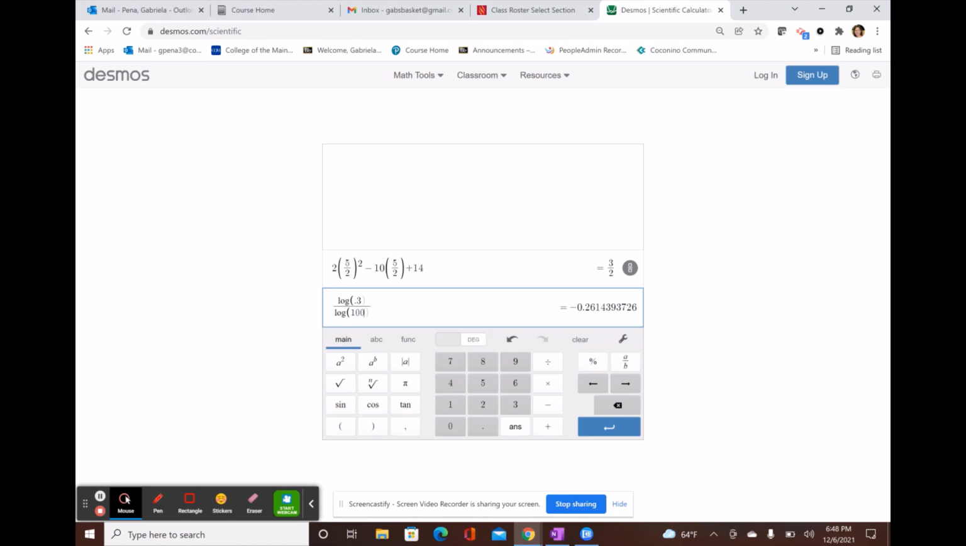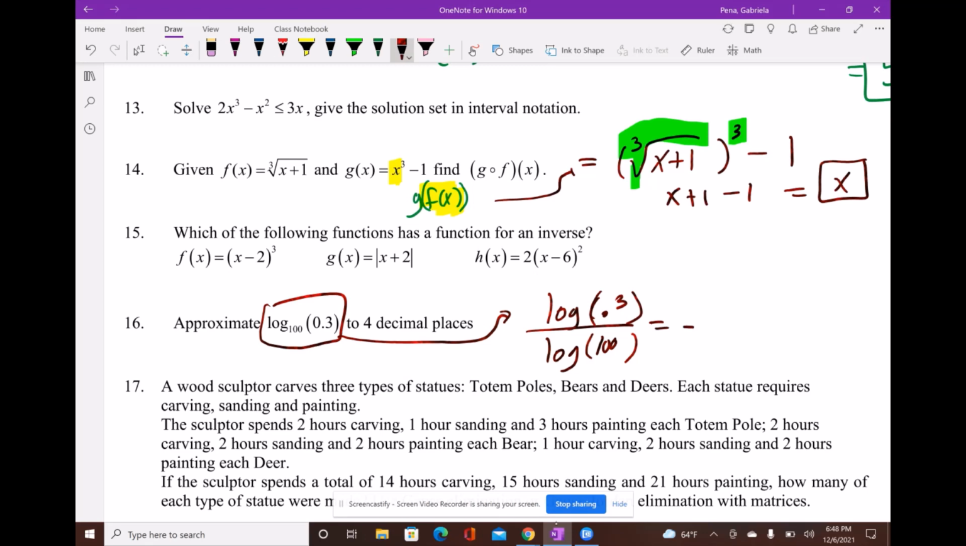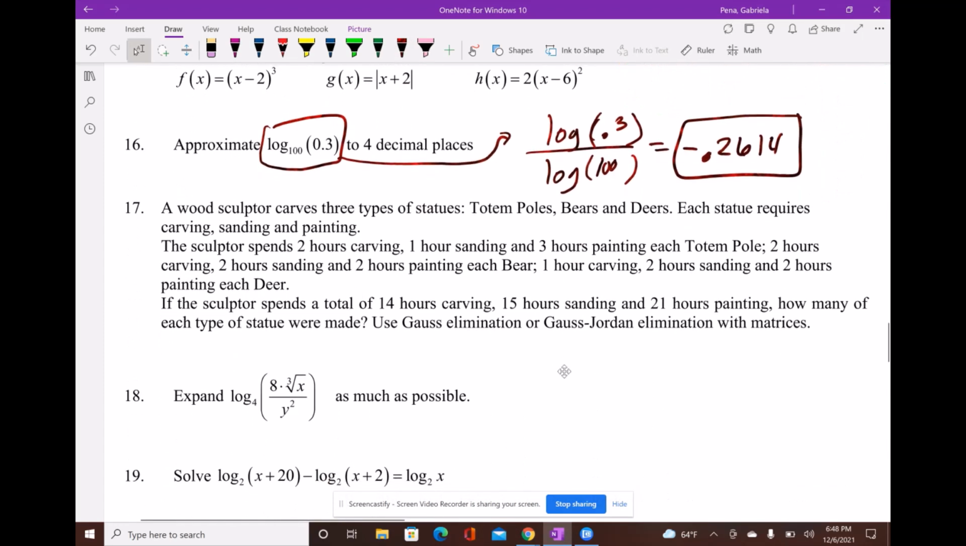And it says to round how many decimal places? 4. So it becomes 0.2614. Is it negative? Yeah. Negative 0.2614. There's your answer. I would have second guessed myself. Oh, okay, I see it now.